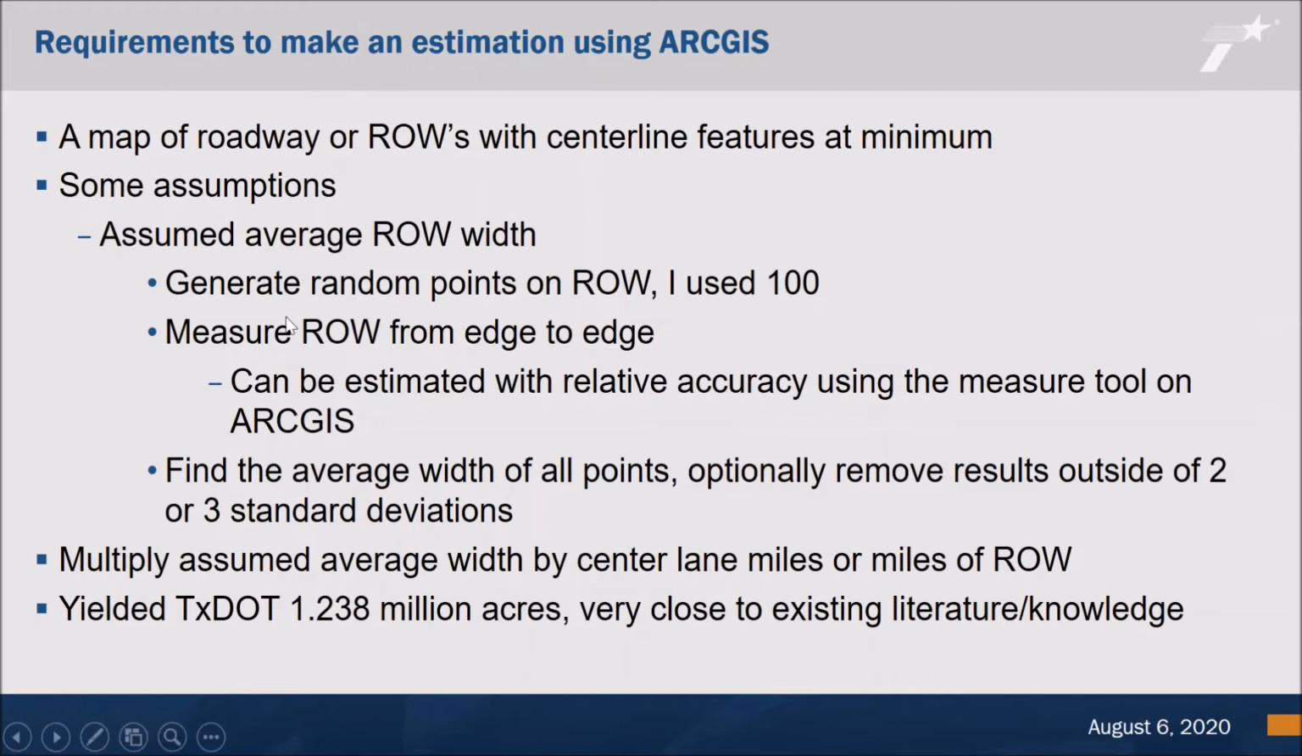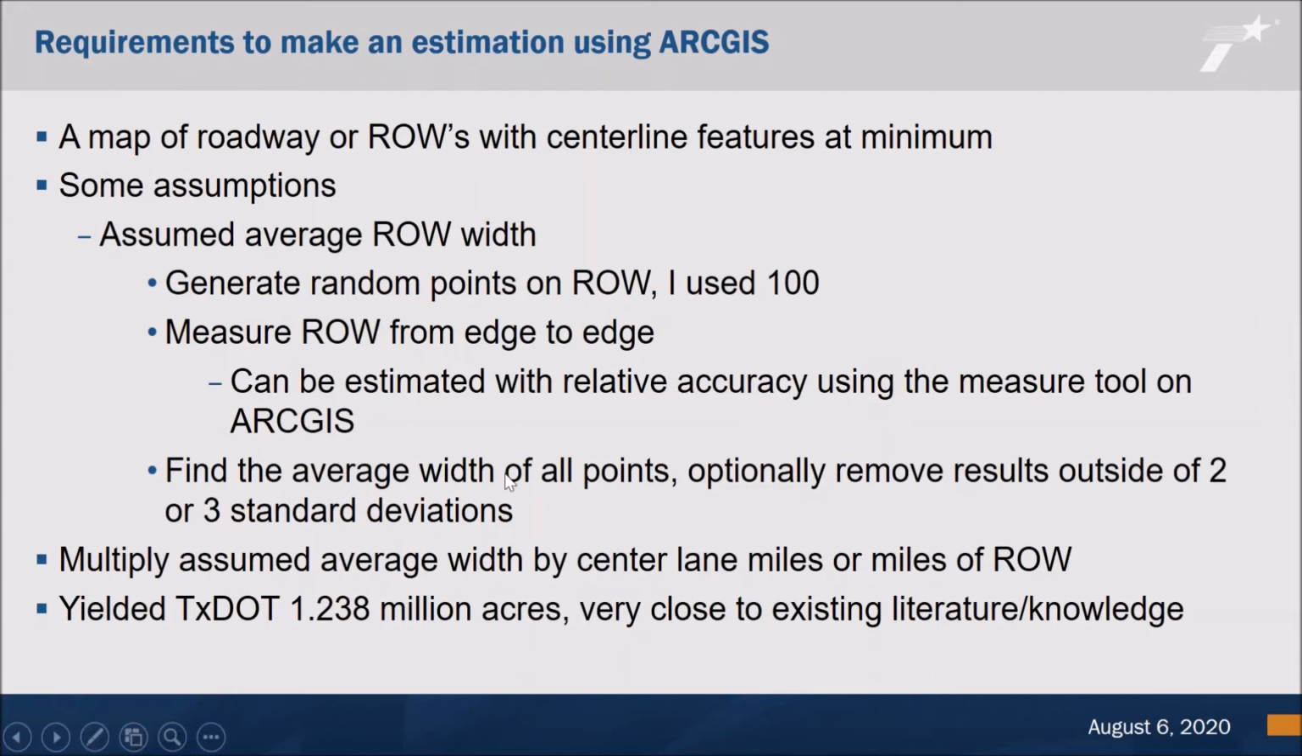We have a very high quality base map layer that we can import into ArcGIS, which allows us to measure the right of way from edge to edge, and it's a pretty accurate result. So I took my 100 points. I used the measuring tool within ArcGIS to measure the right of way from edge to edge. That includes your roadside, your paved surface, your center median, everything in between there.